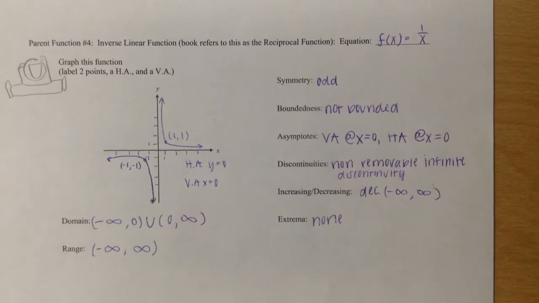For the vertical asymptote, since x is in the denominator, you set it equal to 0. For the horizontal asymptote, you look at the degrees, and since the degree of the numerator is smaller than the denominator, you set it equal to 0 as well.